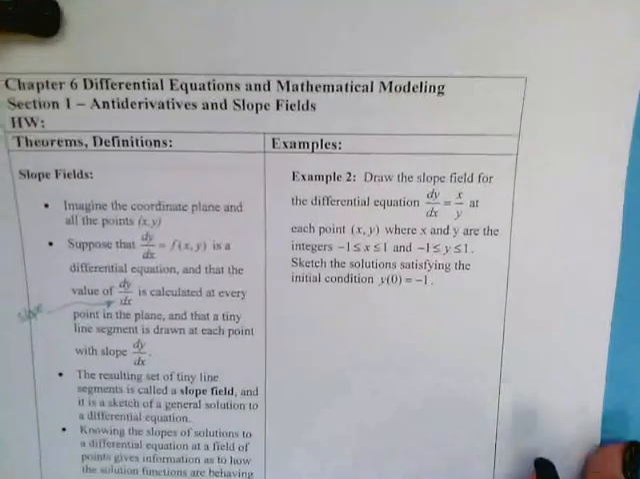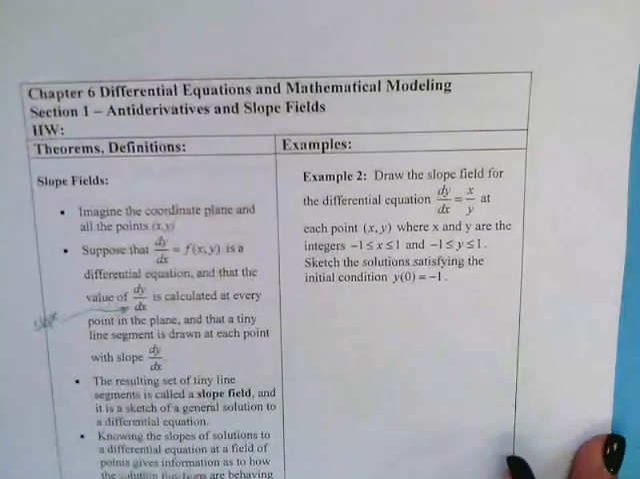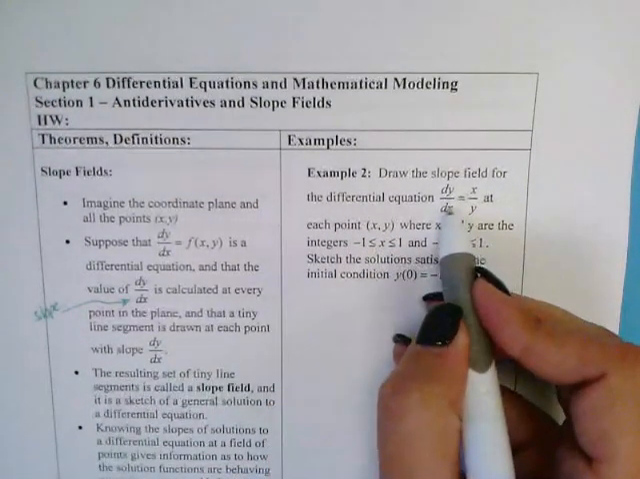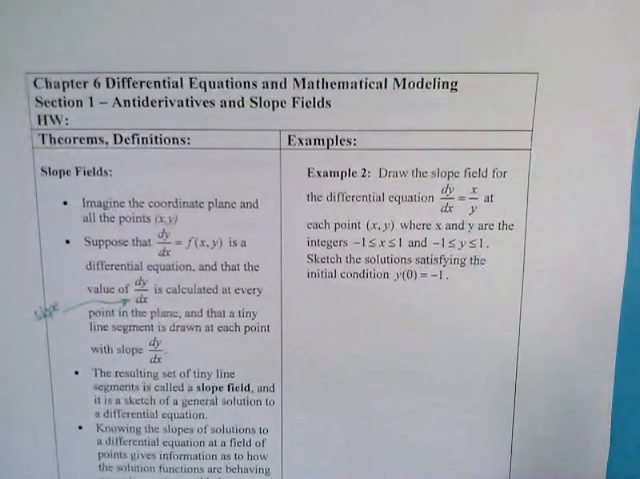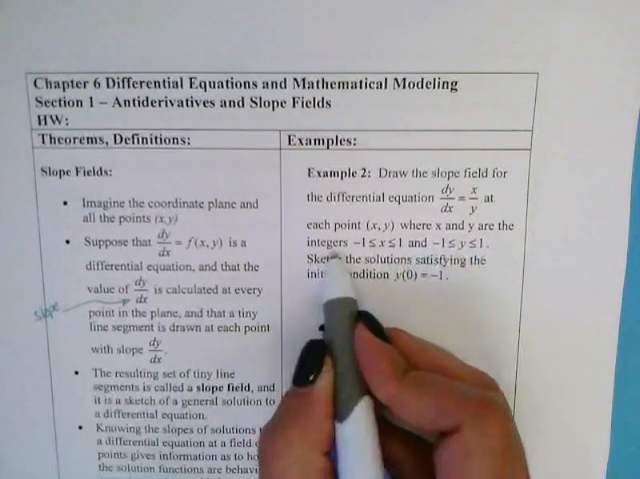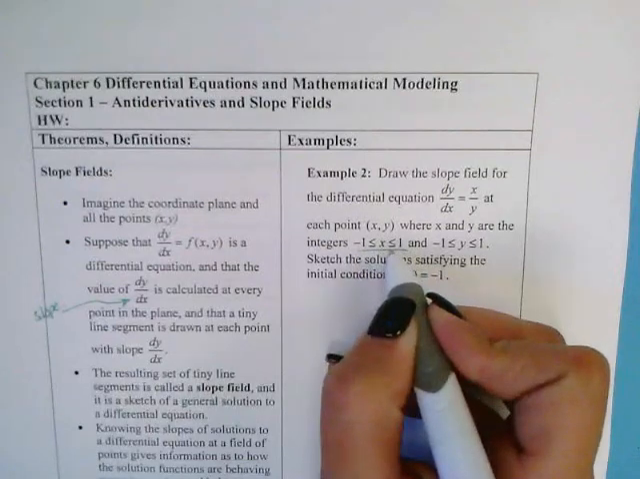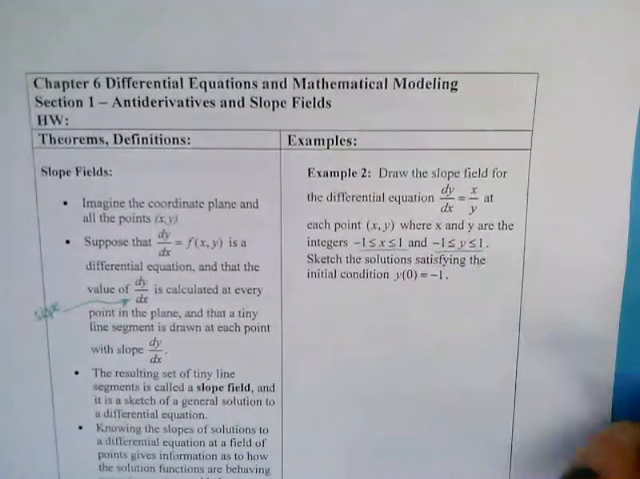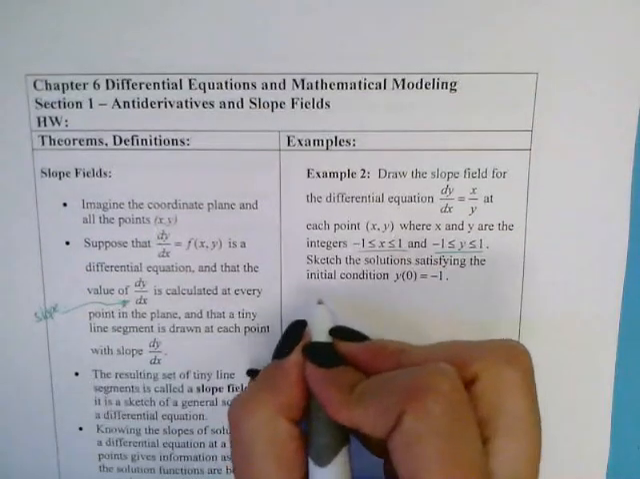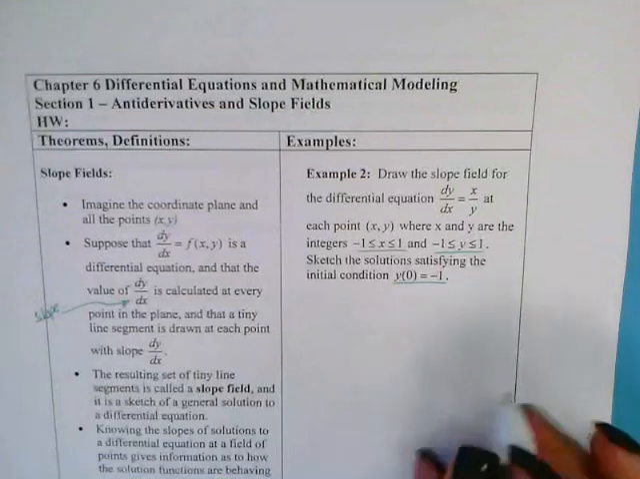So here's our first example. And honestly, I'm just going to do this, and then we'll do the rest in class together. We're going to draw the slope field for the differential equation dy/dx equals xy, at each point x, y where x and y are integers. So at each point, for x being -1 to 1 and y being -1 to 1. And then the initial condition is y of 0 is -1. We'll talk about that in just a second.